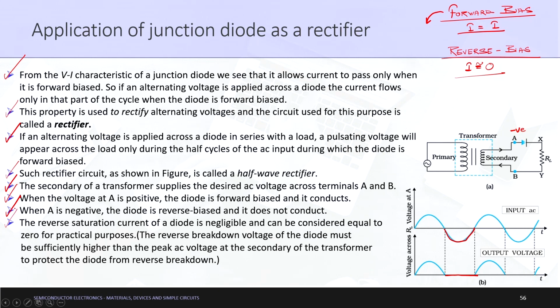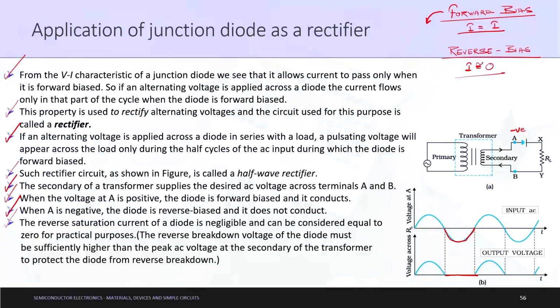The reverse saturation current of a diode is negligible. Please remember, what is reverse saturation current? The current which is obtained in a reverse biased semiconductor diode is called the reverse saturation current. It is negligible and can be considered equal to 0 for practical purposes.